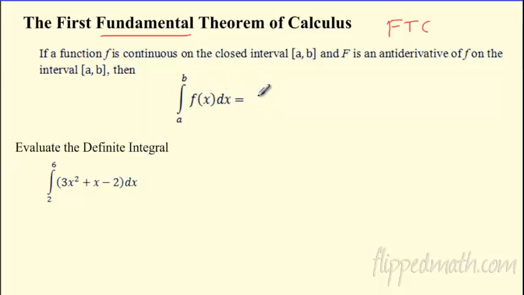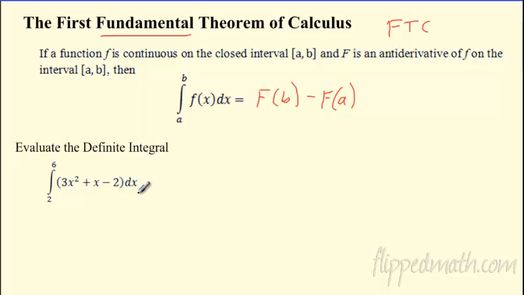So what do you do? Well, you just take the antiderivative, so capital F of b minus capital F when you put a in there. It's so easy. It's just that. You would think, wow, it's got to be bigger than that. Nope, that's it. That is the fundamental theorem of calculus. So cool. We're not going to really prove it so much as use it.